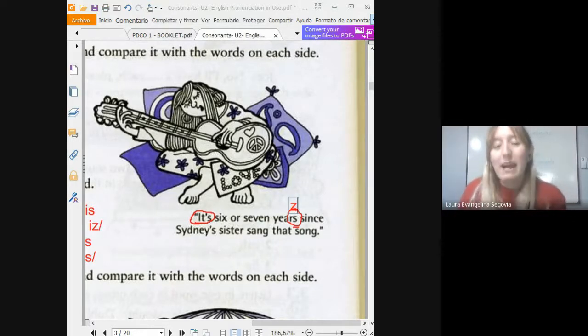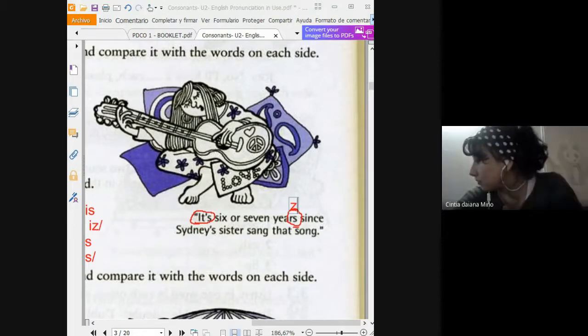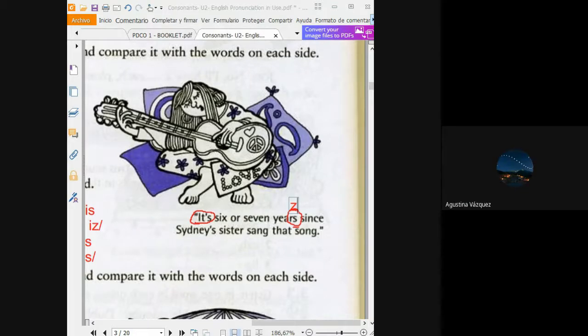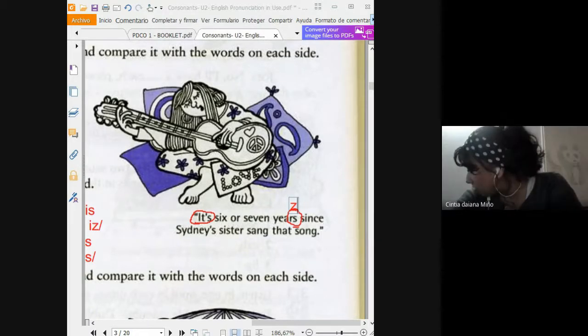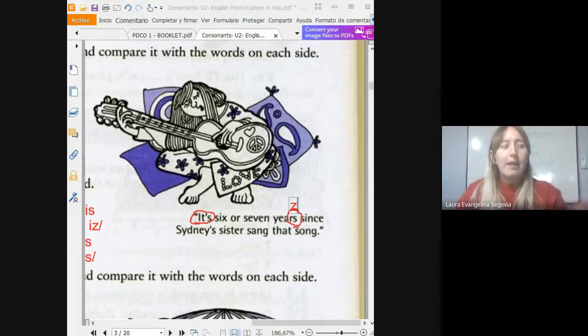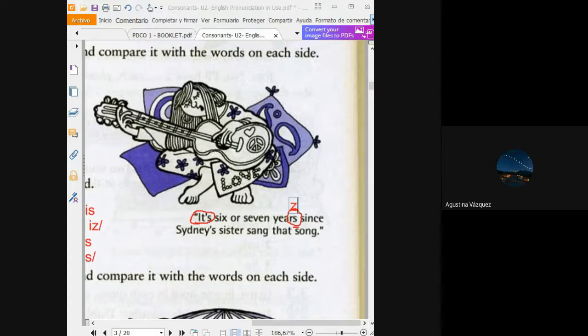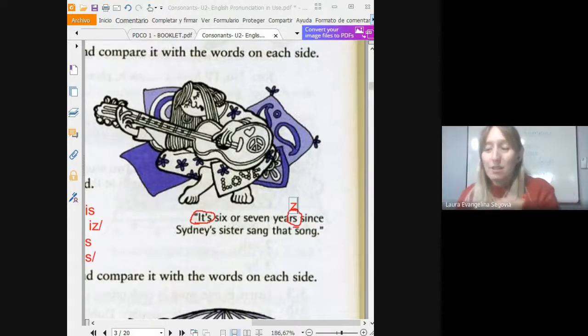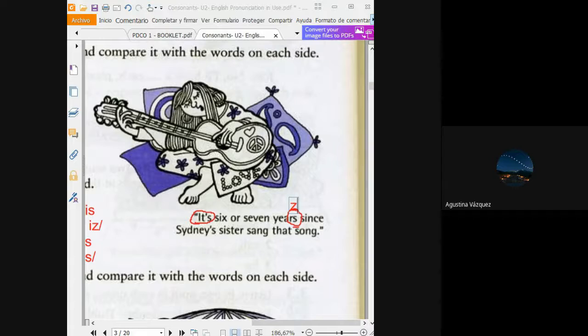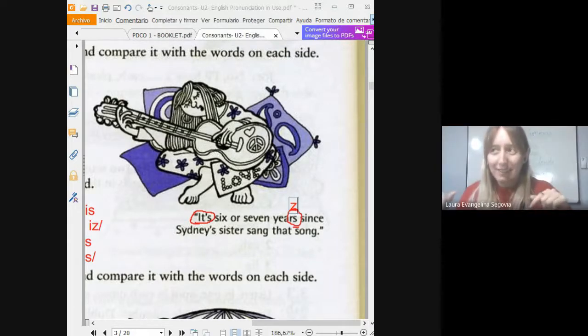Okay, Agustina. Thank you, Tomas. It is 6 or 7 years since Sydney sang the song. Okay, wait. Let's try first slowly. It's 6 or 7 years. Let's try the first part. It's 6 or 7 years since Sydney's sister sang that song. Sang that song. Sang that song. Okay. Now all together. Come on.